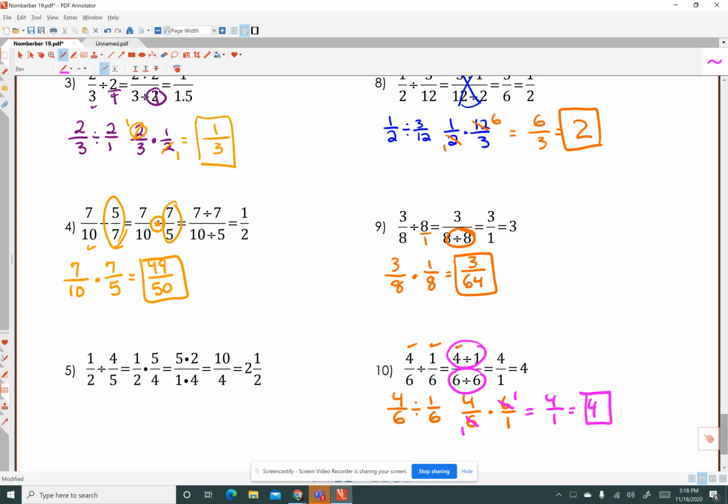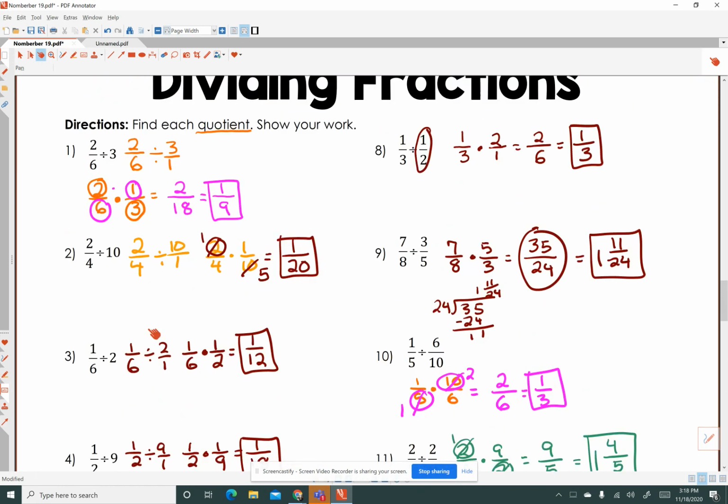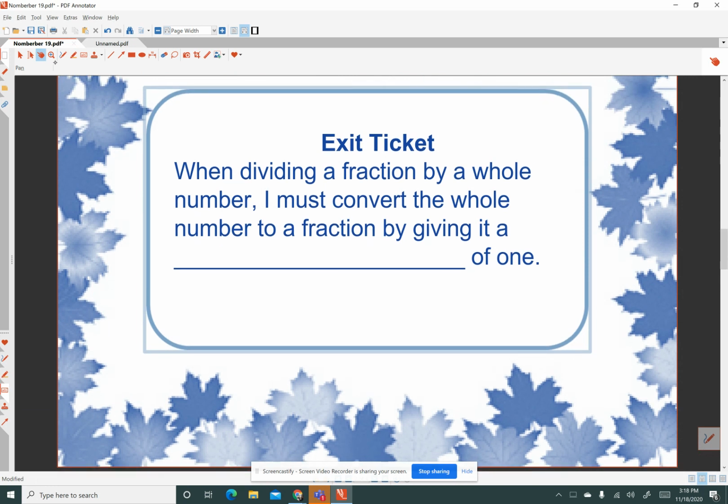So let's go back to our exit ticket. And we have, when dividing a fraction by a whole number, I must convert the whole number to a fraction by giving it a denominator of 1. So instead of 6, we would write 6 over 1. Instead of 15, we would write 15 over 1.